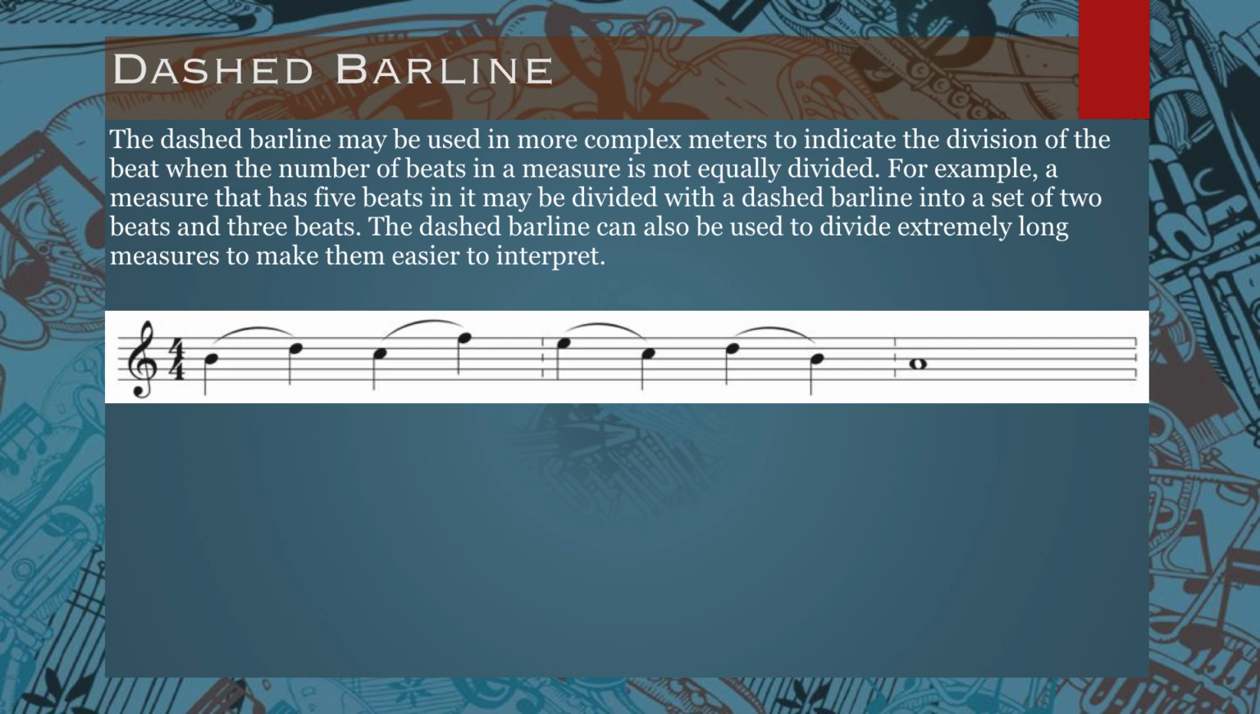And it can also be used to divide extremely long measures to make them easier to interpret. So sometimes you may have a piece that has 17 beats in a single measure. Well, the dashed bar line can help divide that measure up into more understandable and easily playable divisions of time.